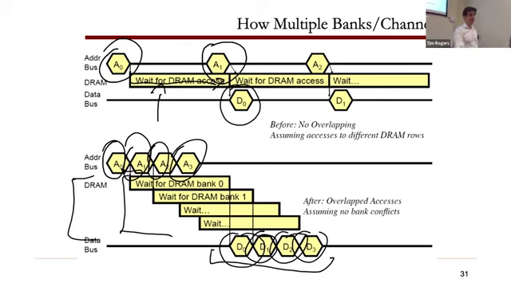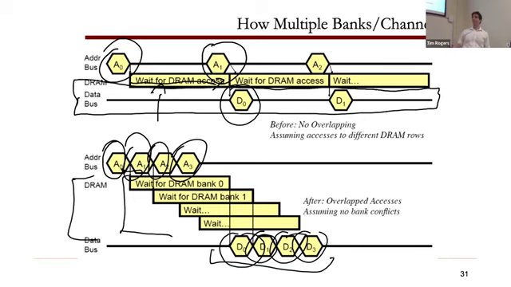The whole game of a memory system is to keep this as busy as possible, as much as possible. The more idle this is, the more you're wasting memory bandwidth. These are the precious resources in the system, the data bus pins that connect the memory. Questions on this? Okay.